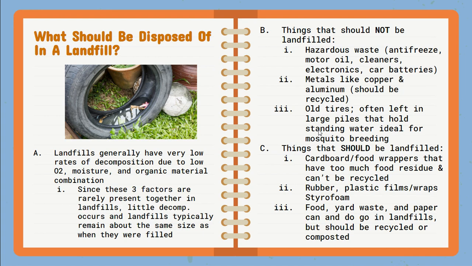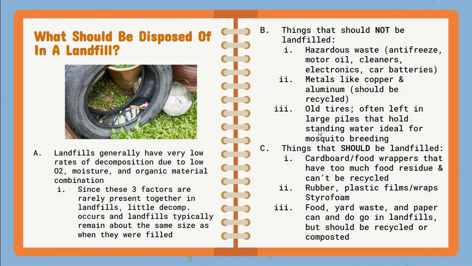So some things that should never go in a landfill would be any form of hazardous waste, antifreeze, motor oil, cleaners, right, our e-waste that we talked about before, things like copper, aluminum, those items should be recycled rather than disposed of. Things like old tires should technically not be in a landfill because they can perpetuate mosquito breeding. Especially if it rains, it creates a way for standing water to accumulate, and then that's where mosquitoes are going to continue to breed and potentially spread disease.